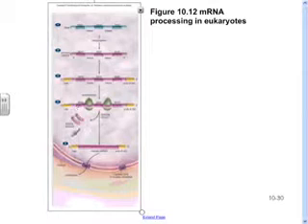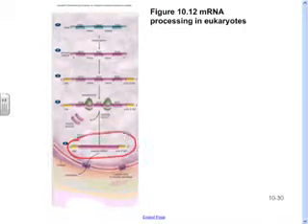Then it's going to put a cap on it, a poly A tail. This is called the processing before it leaves the nucleus. Now that it's been processed, it can leave the nucleus. This is our raw strand up here. This can't leave the nucleus yet. But then we put the cap and the tail on and we take out the introns, and now this completed piece of mRNA can leave the nucleus.